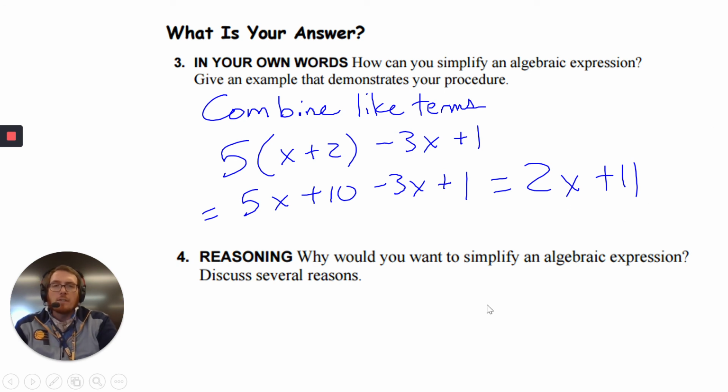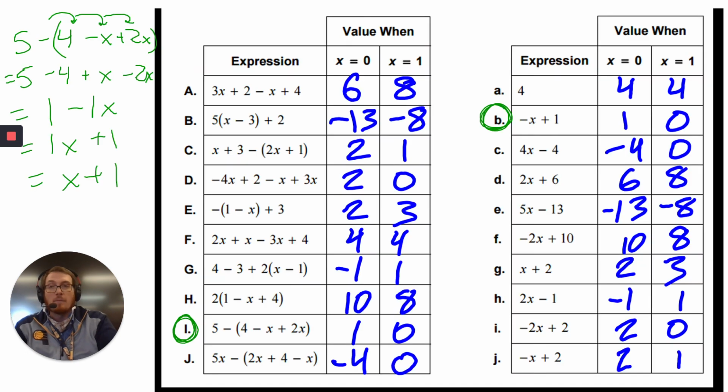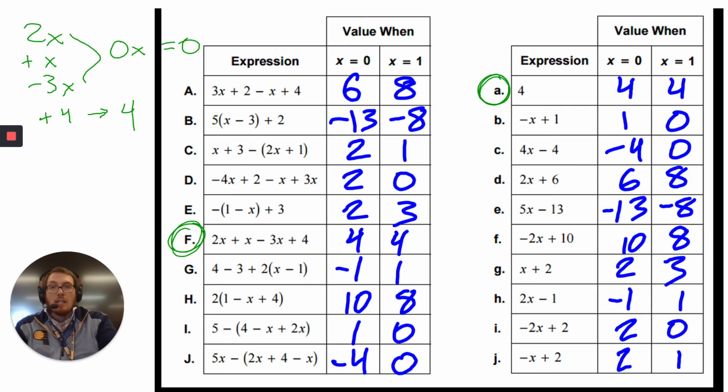The reasoning for simplifying is so that we can make expressions easier to work with. They're going to be less of a hassle when I plug things in. There's less to plug in. So for example, if I'm looking at all of these scenarios, all of them are more complicated on the left side than they are on the right side. So the goal is we want to simplify things down so they're easier to work with in an algorithm, programming, or plugging things in.